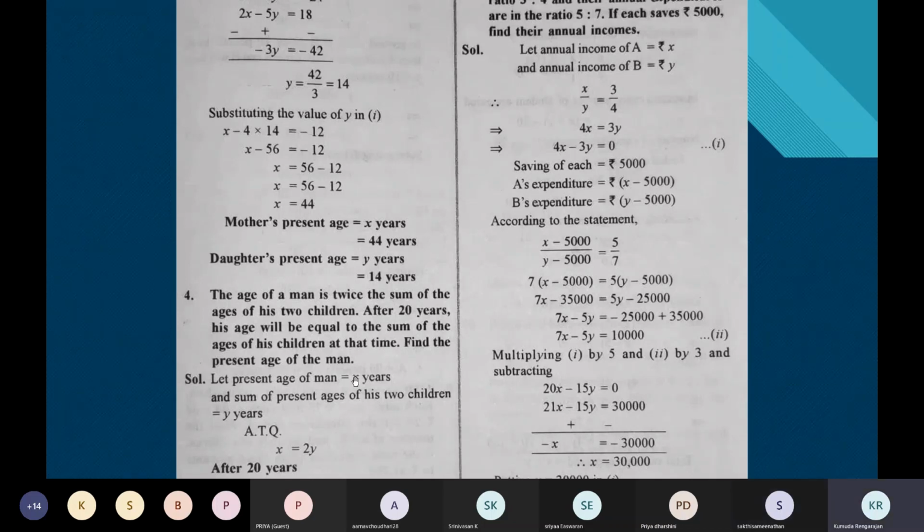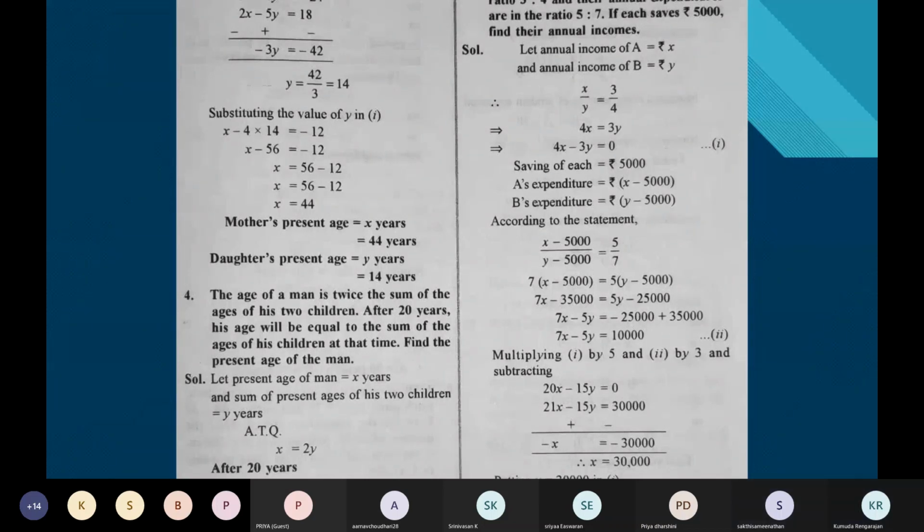Shakti, what is the man's present age? X, ma'am. So what will be his age after 20 years? X plus 20. Okay. What is the sum of the ages of the two children now?